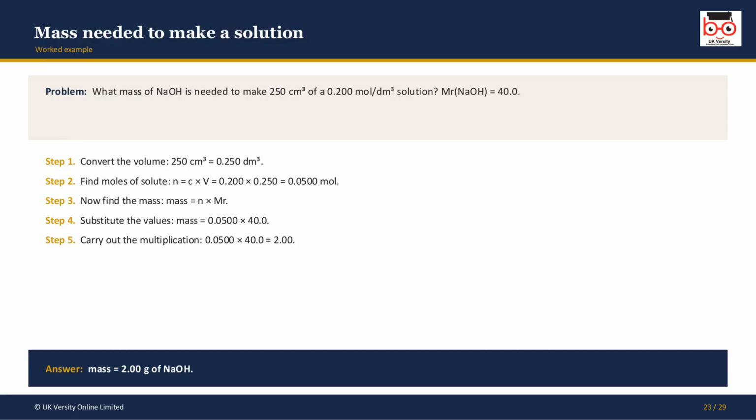Here's one that combines two equations. What mass of sodium hydroxide is needed to make 250 cubic centimeters of a 0.200 moles per dm³ solution, given Mr is 40.0? Convert the volume first. 250 cubic centimeters is 0.250 dm³. Now find the moles of solute. N equals C times V. So 0.200 times 0.250, which is 0.0500 moles. Then switch to mass equals N times Mr. That's 0.0500 times 40.0, giving 2.00 grams of sodium hydroxide.